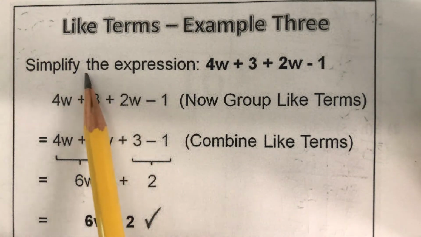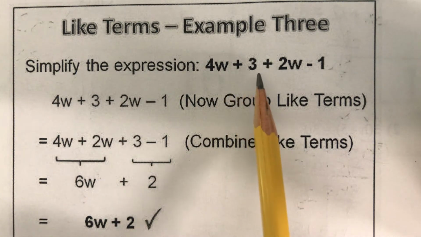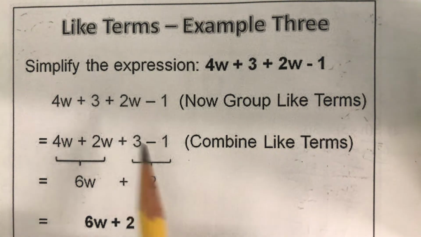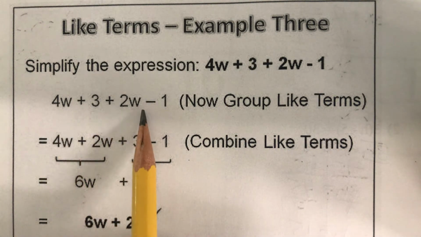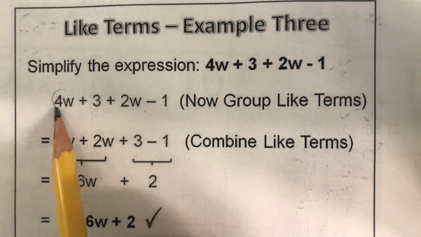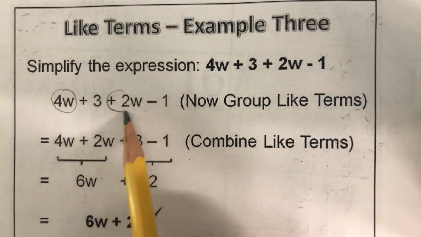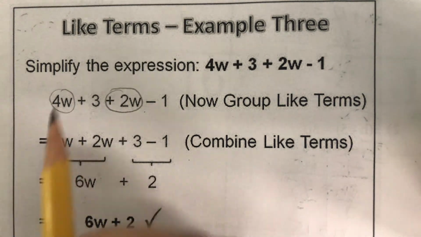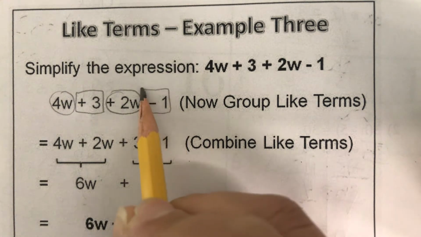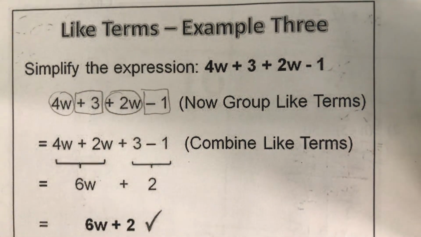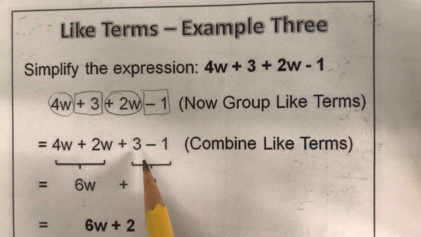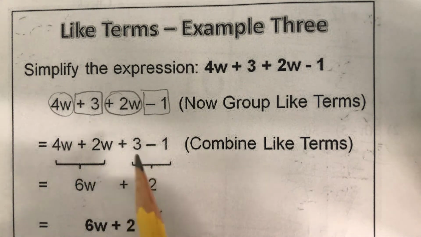So we're asked to simplify the expression 4w plus 3 plus 2w minus 1. Here they took that question and they grouped the terms. You can group them, or maybe you want to circle them, square them, separate them somehow. I like doing this as we do our equations, separating them rather than regrouping, because then you just got to make sure that you don't mess up the signs.